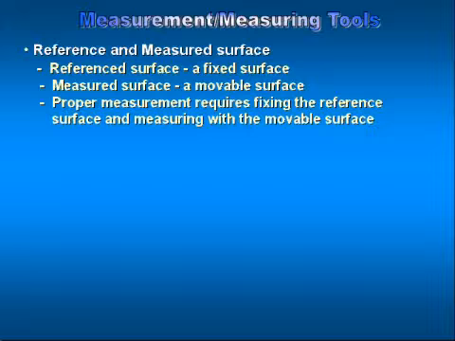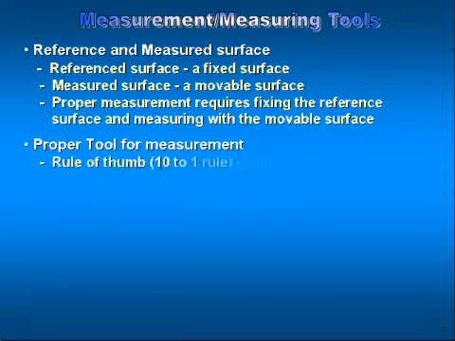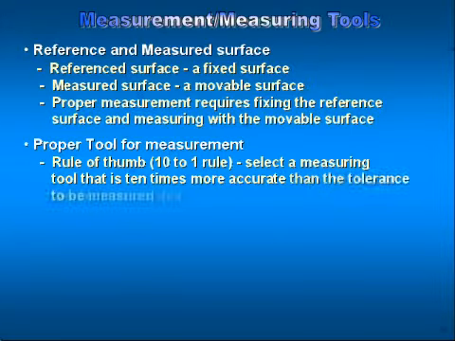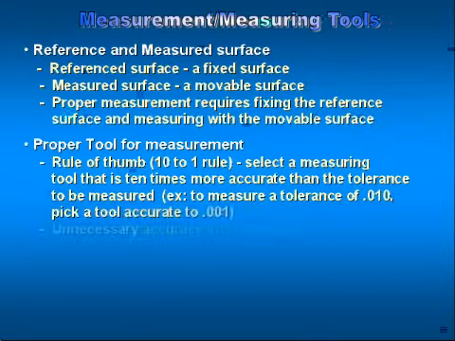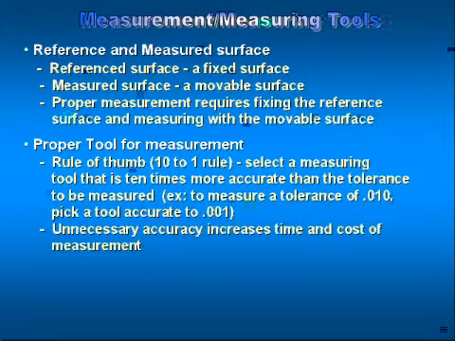Also remember, choose a proper tool for measurement. A rule of thumb is a 10-to-1 rule. Select a measuring tool that is 10 times more accurate than the tolerance to be measured. For example, to measure a tolerance of 0.010, pick a tool accurate to 0.001. Remember, unnecessary accuracy increases time and cost of measurement.